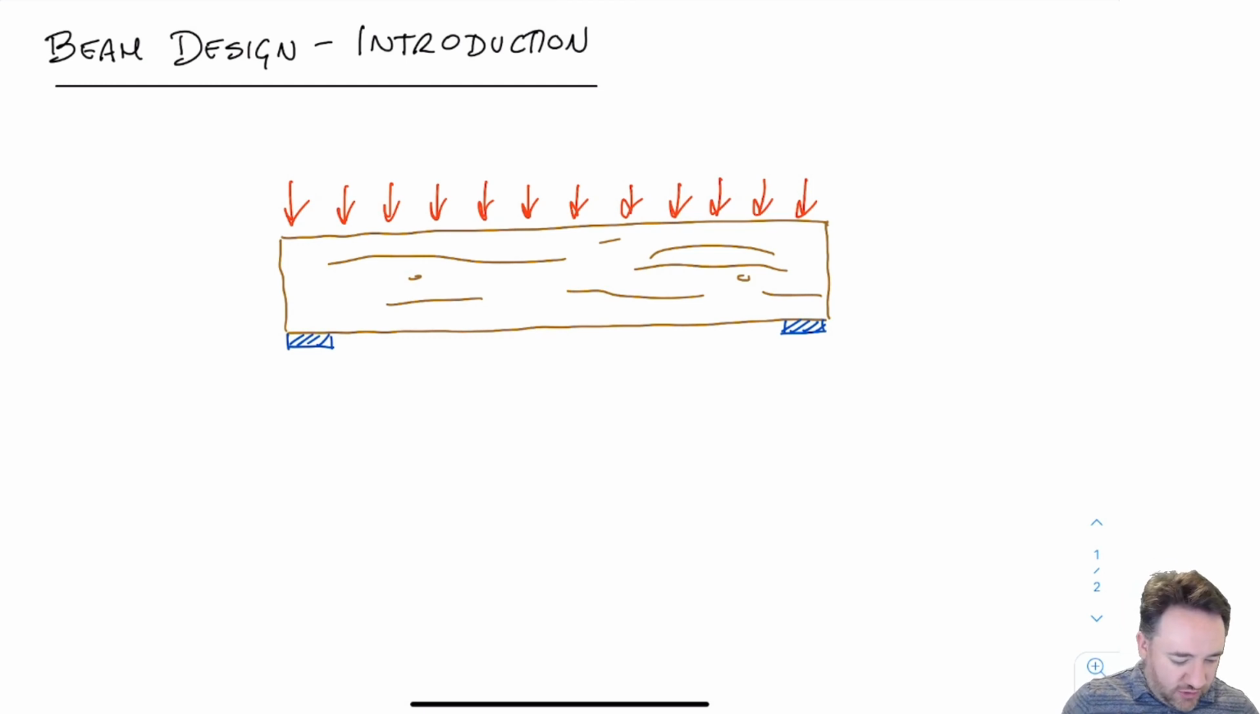So there are 4 different parts of beam design, and in this video I'm just going to go over each of them one by one so that you know which ones we're going to focus on in the next videos. And then in the next video we're going to start to talk about bending strength.